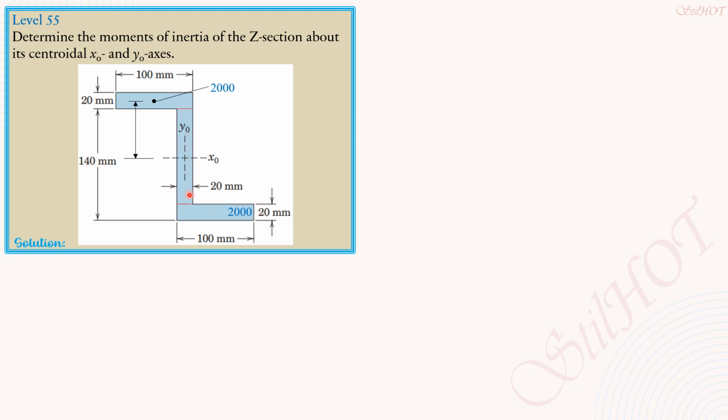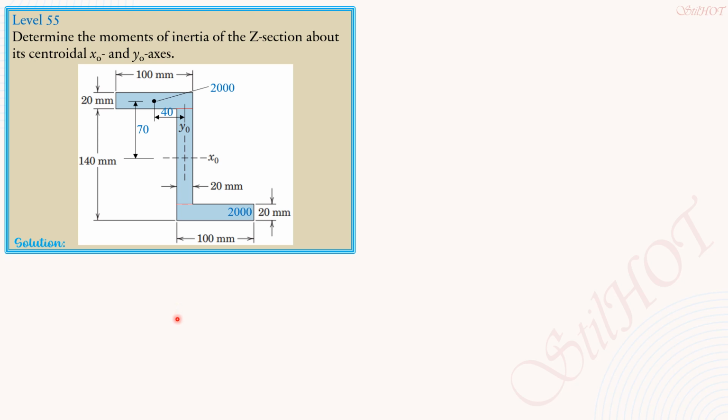The height of this middle rectangle is 120 and the width is 20. So half of 120 is 60 mm, plus 10 mm, half of 20. So this is 70 mm. Likewise, the centroid from the right edge here is 50 mm, then minus 10 mm, half of 20. So 50 minus 10, that distance of the centroid from the YO axis is 40 mm, as labeled in the figure.